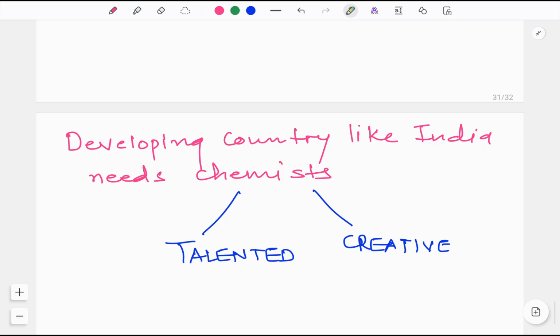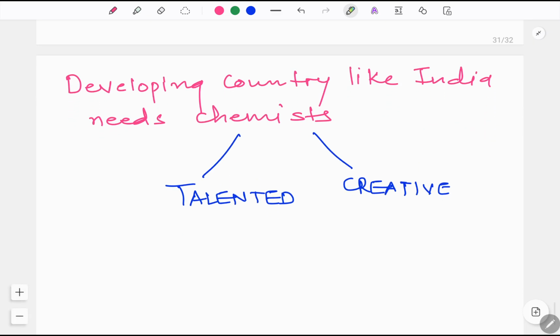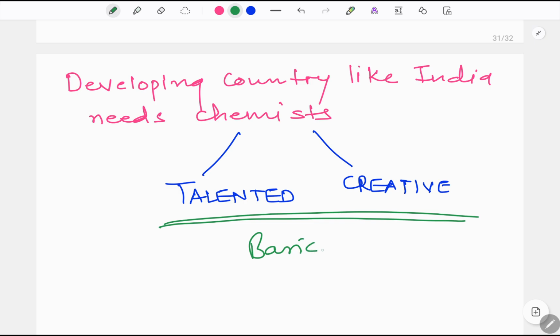So our country, like India, which is a developing country, needs chemists who are very talented, who are very creative, so that they can tackle these challenges. And how to tackle them without the knowledge of chemistry? So without the knowledge of chemistry, you won't be able to tackle them. So that is why this chapter has been given to you in your syllabus, so that all the basic terms which are there in chemistry can be understood.